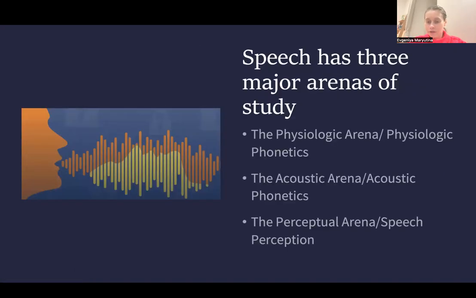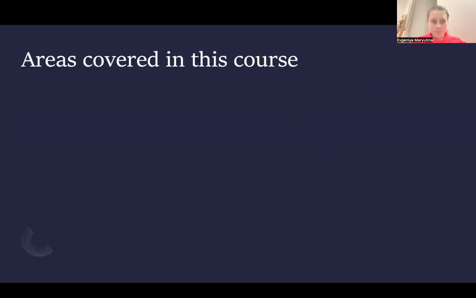Speech has three major arenas of study. The physiologic arena, or physiologic phonetics, the acoustic arena, or acoustic phonetics, and the perceptual arena, speech perception. This course will begin with acoustics. So we'll go over the basics of acoustics and research tools for acoustic analysis. We'll go over all the tools, and we'll go deep into acoustic analysis, though not too deep in this course.